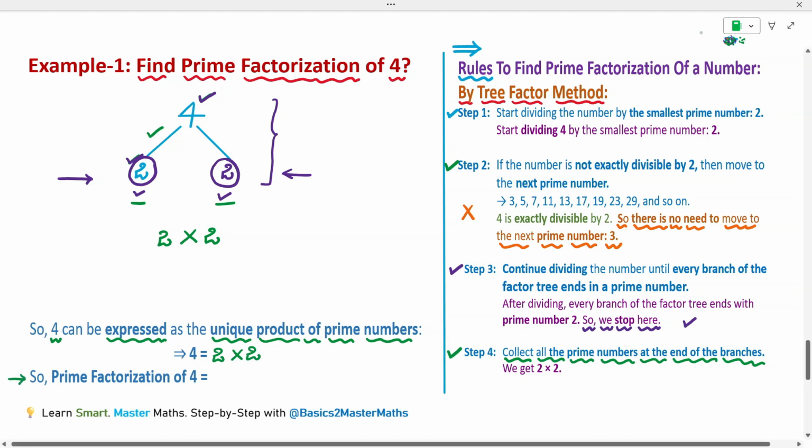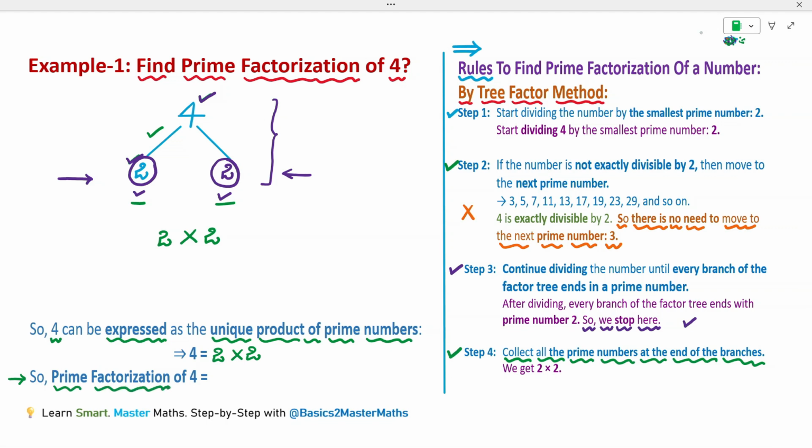So, prime factorization of 4 is 2 multiplied by 2. Got it? Tomorrow we will see more complex examples.